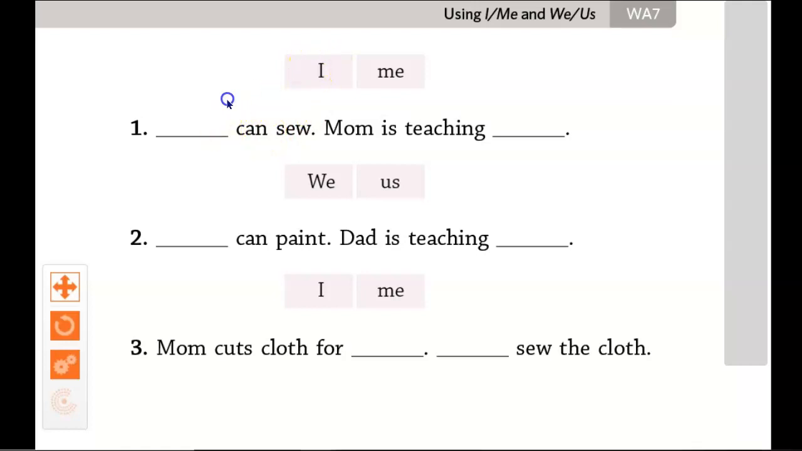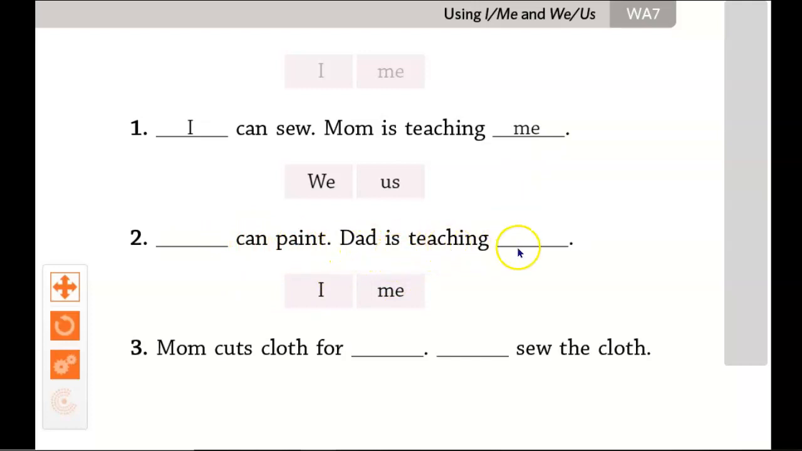And do you see how I ends up being right at the beginning of our sentence, because can is our verb and sew is the activity we're doing. That's our thing. Mom is our noun, and she's teaching us something, or she's teaching you. Oh, well, she's teaching me. Mom is teaching me.